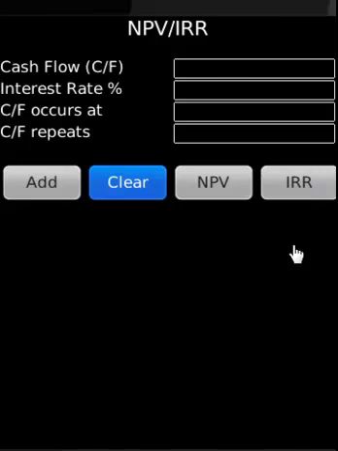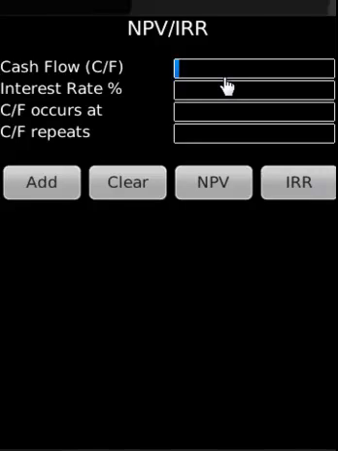NPV IRR BlackBerry application calculates NPV and IRR. The key advantage of this application is that the cash flow can occur at any time, cash flow can repeat, and the interest rate for individual periods can be supplied.